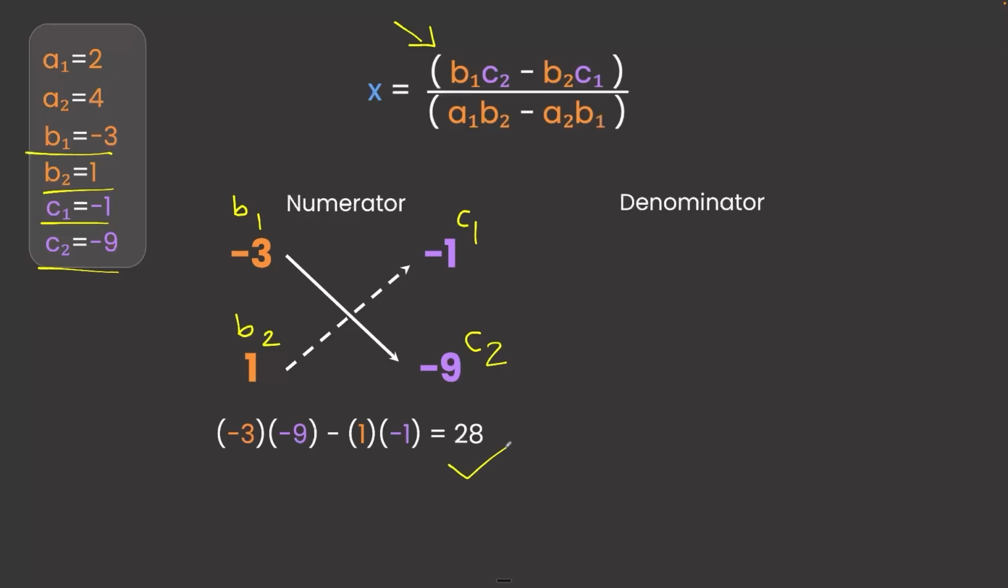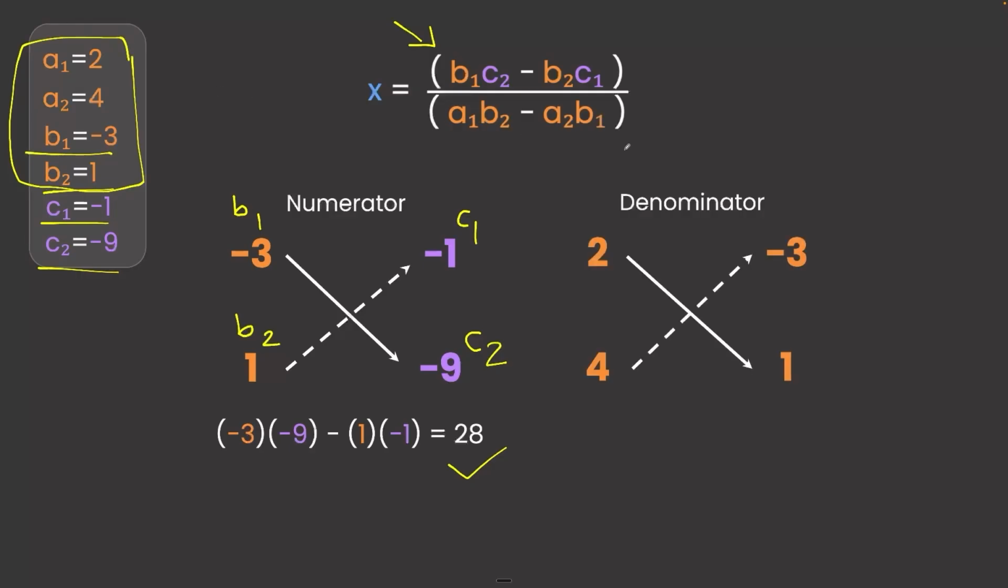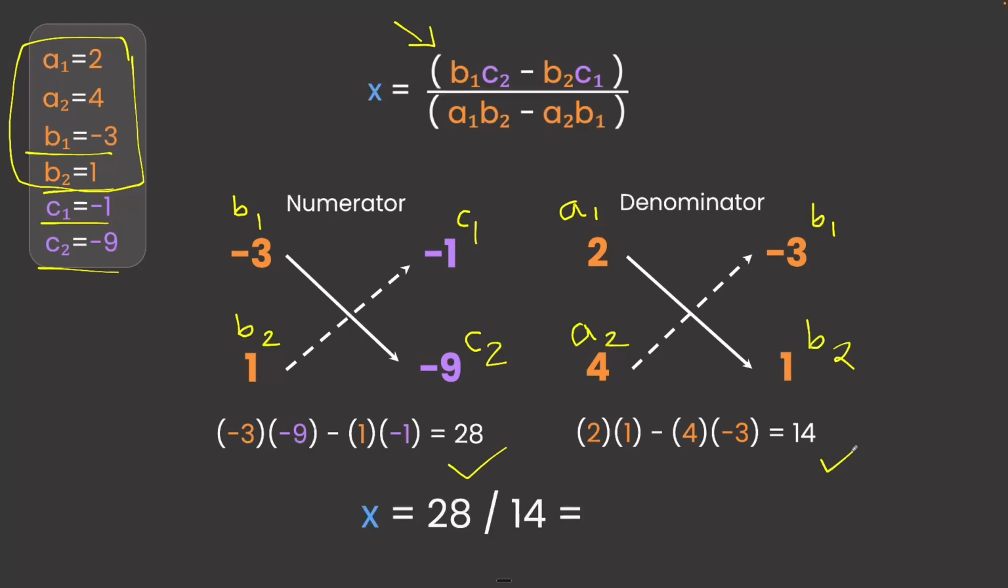And for the denominator, basically, you do the same thing with the first 4 terms. So the first 4 terms are a1, a2, b1, b2. So a1 b2 minus a2 b1. How do you get that? You write a1 and a2 and b1 and b2 and you just cross multiply: a1 b2, a2 b1. So when you do that, you end up with 2 times 1 minus 4 times minus 3, which is 14. So x equals b1 c2 minus b2 c1 by a1 b2 minus a2 b1. That's going to give you 28 by 14, which is 2.